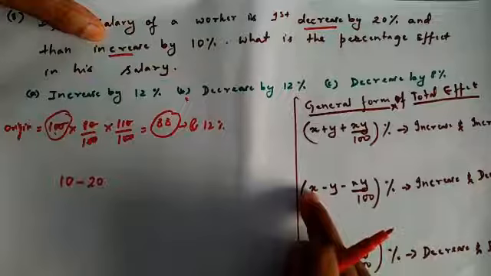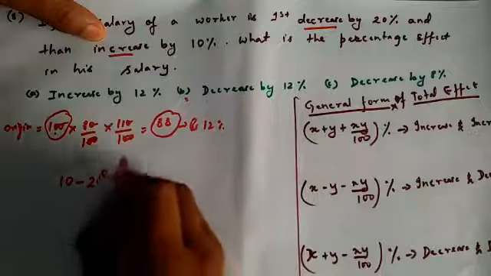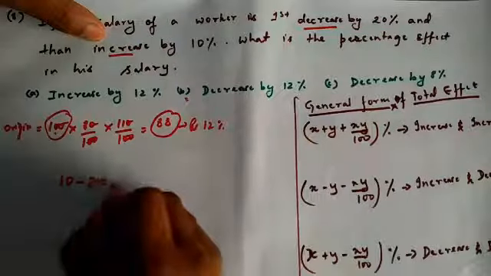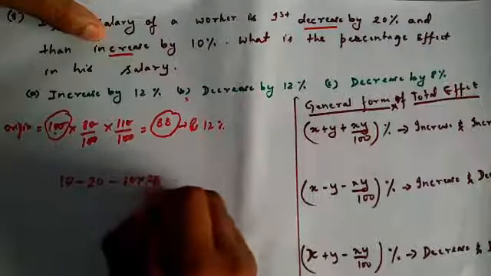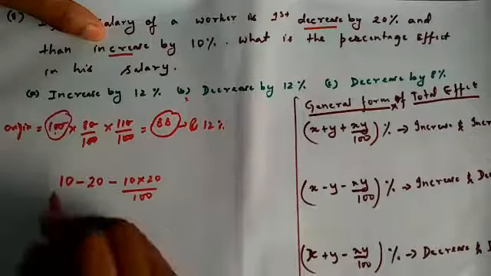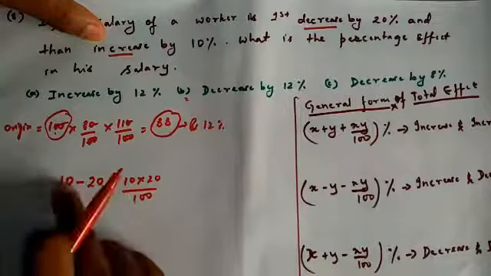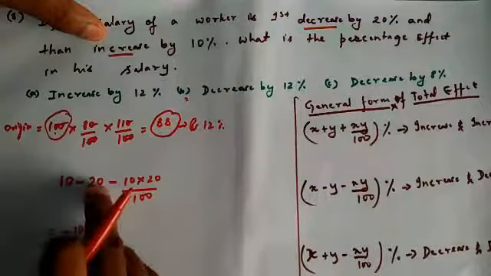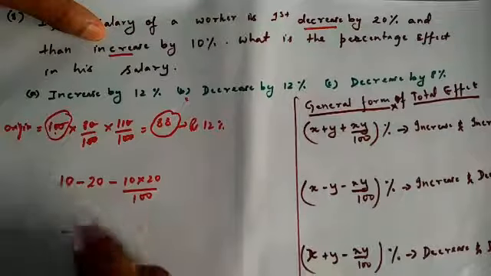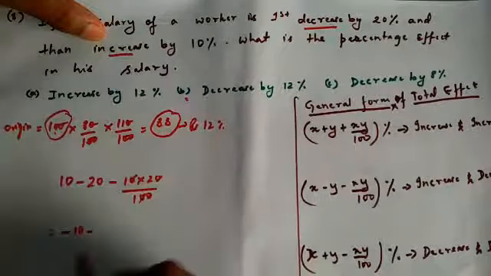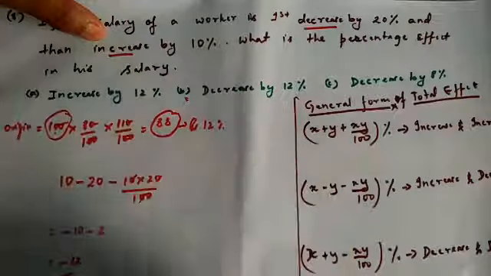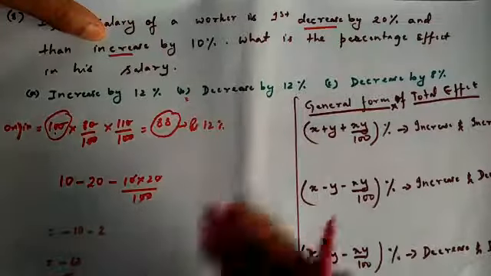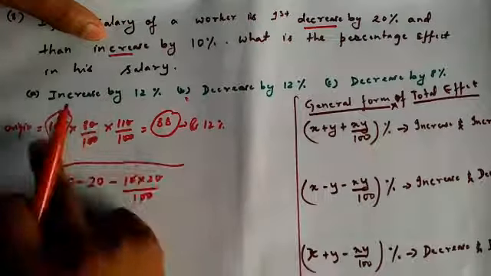Plus means increase and minus means decrease. So the increase is 10, into 20 by 100. This gives 10 minus 20, which is minus 10 because 20 is greater so the sign is minus, and minus 20 by 10 gives minus 2. So minus 10 minus 2 gives the final answer minus 12, that is, decreased by 12%. This is the simplest way we can solve this.